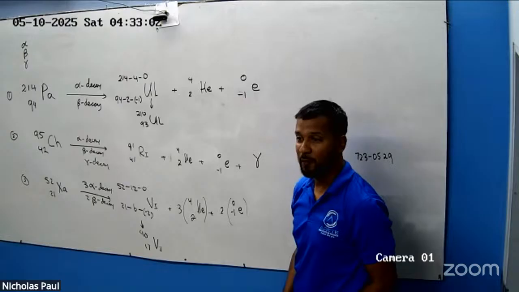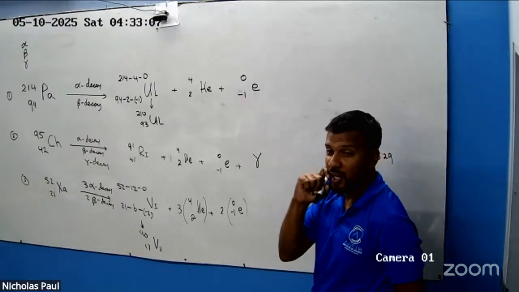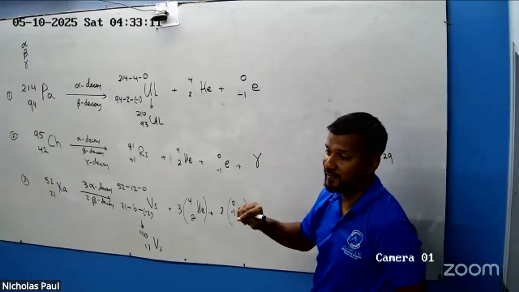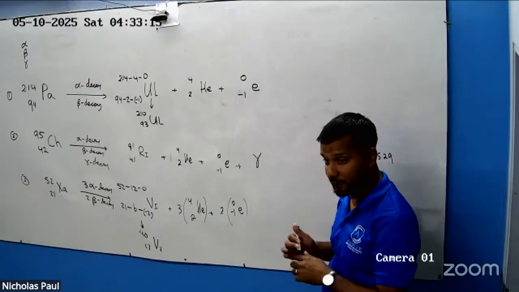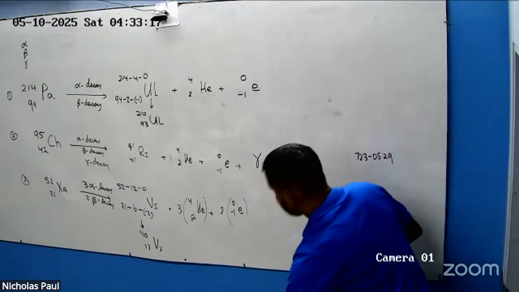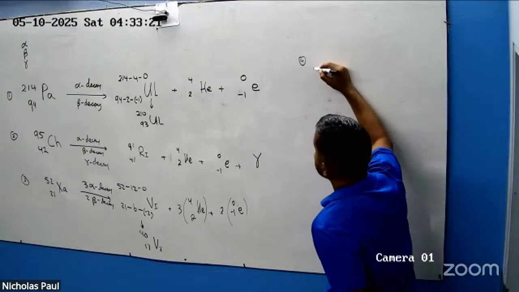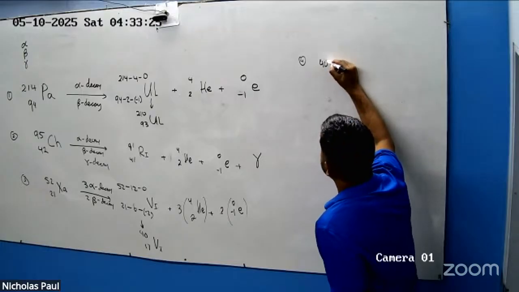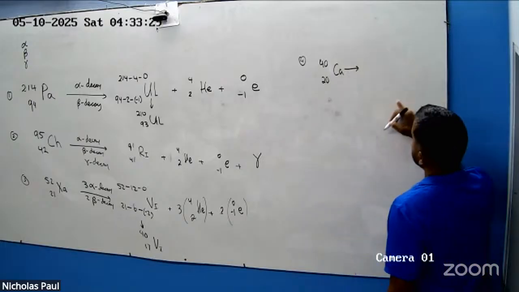Everybody okay with that? So I'm going to go in reverse now. I'm going to give you the particle and you have to tell me what kind of decay it underwent. So let's say I gave you something like this, 40-20 calcium as an actual particle.